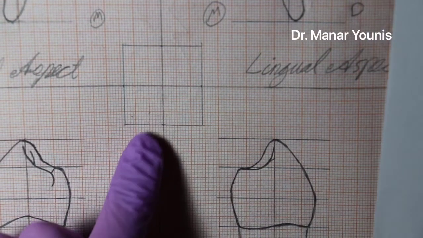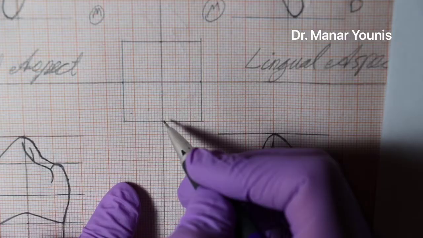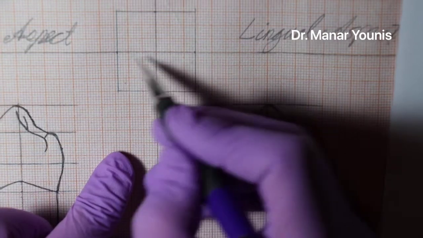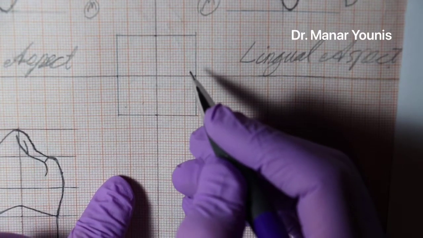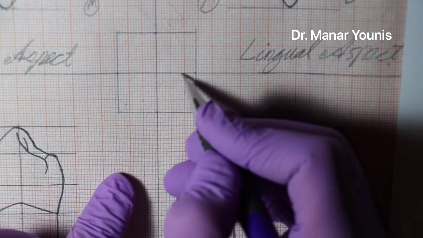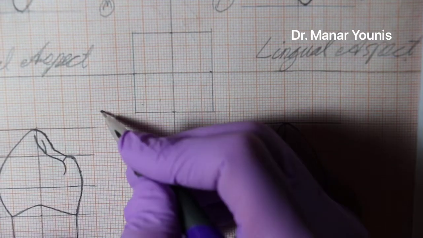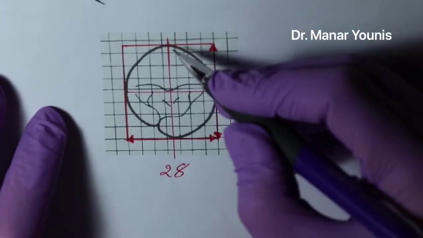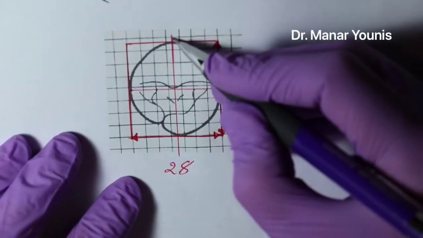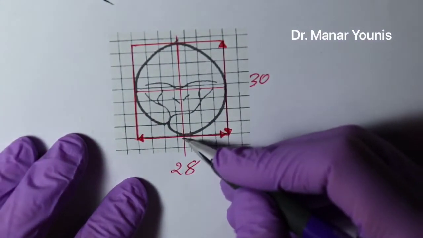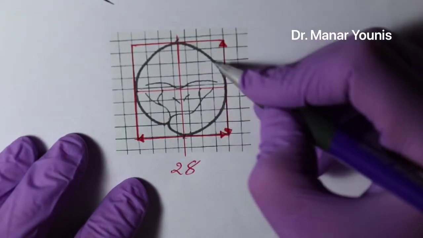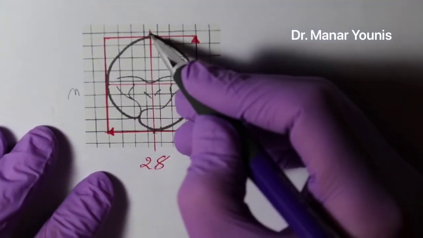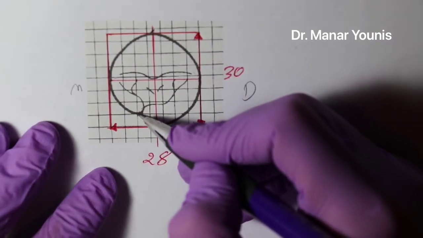To draw the occlusal aspect, I marked the buccolingual dimension, which is 30, 15 toward the buccal and 15 toward the lingual, and the mesiodistal diameter, which is 28, 14 toward the distal and 14 toward the mesial. This is the mesial and this is the distal. The outline of this tooth can usually be represented by a semicircular arc from the buccal crest toward the lingual crest distally. This is the distal, so we have a semicircular arc. Then on the mesial, we have a smaller circular arc from the buccal crest toward the mesiolingual groove.